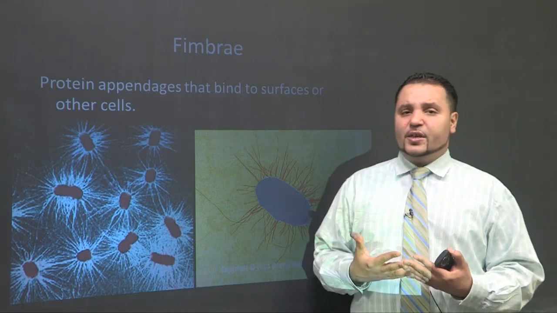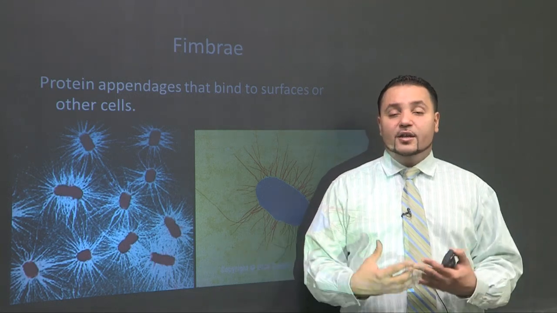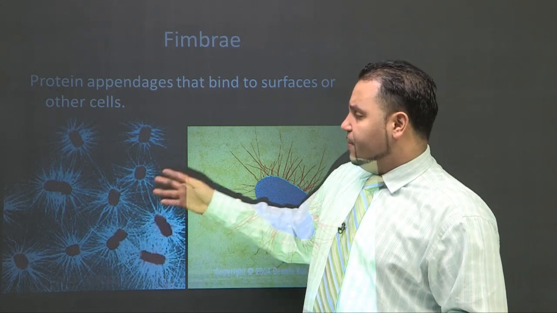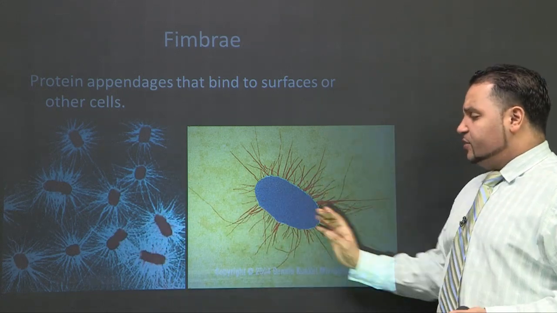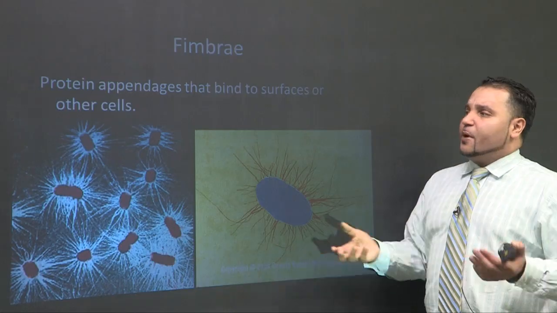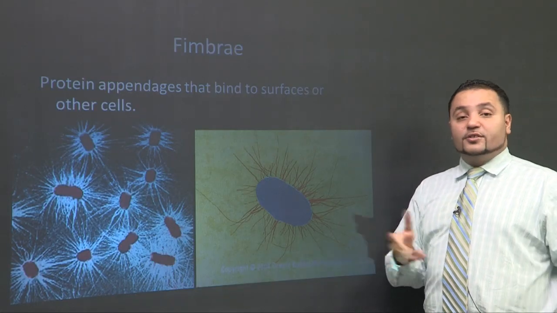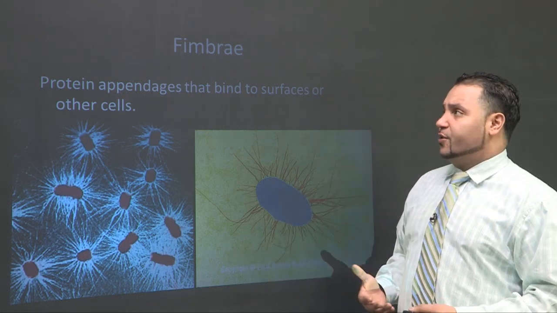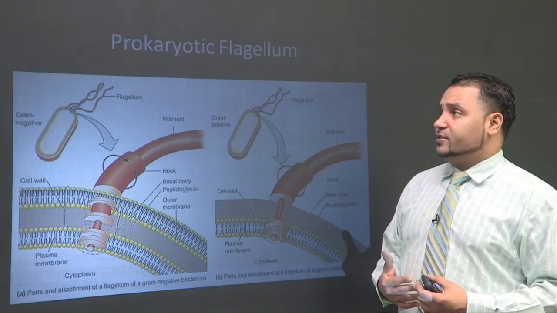Fimbriae kind of do the same thing. Even so, these form colonies, right? So not only can you team up with other bacteria of your type with fimbriae, but that's what these red things are. These are extensions that bind to the surface of the cell, can bind to maybe even the host cells, forming colonies and so forth. Not every bacteria can do this fimbriae stuff.